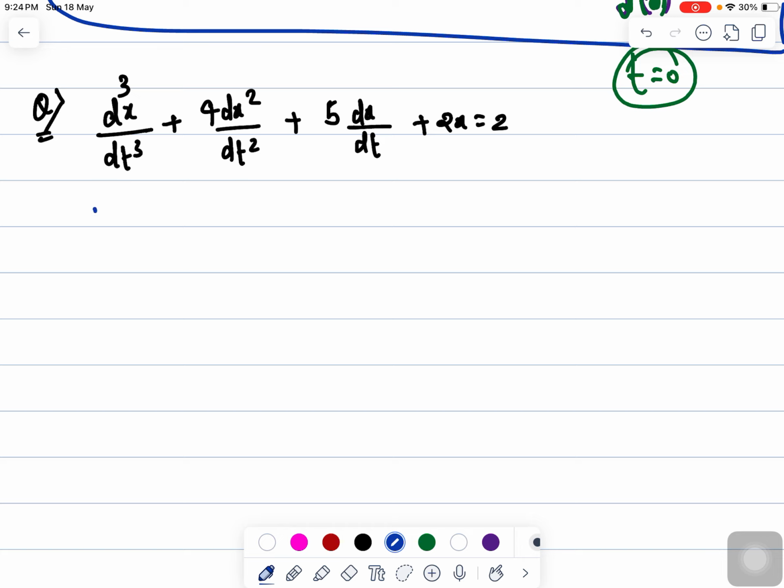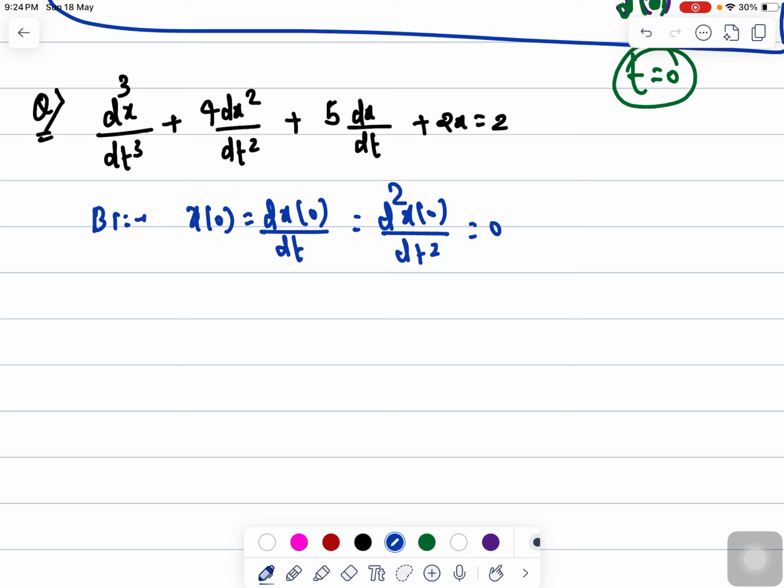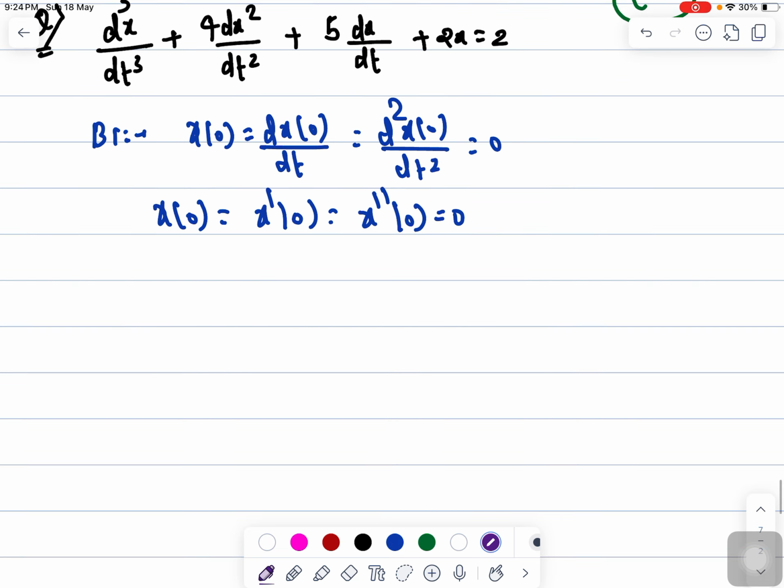Let's say the boundary conditions have been given to you. Let's say x(0) equals dx(0)/dt, which equals d2x(0)/dt square, which equals 0. That is, x(0) equals x'(0) equals x''(0) equals 0. So these are given to you, and now you are supposed to solve this. You want to calculate the value of x in terms of the S domain, right? So let's do this solution.